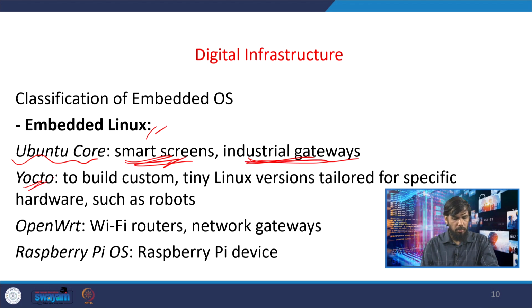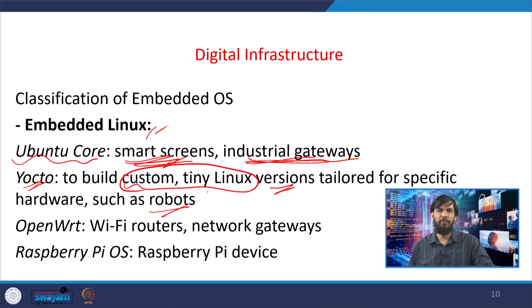And Yocto is another platform where you can come up with your custom tiny Linux versions, and you can tailor them for specific hardware, such as robots that might be used in factories or other settings. Robots can vary. There are so many different kinds of robots, and therefore Yocto provides a platform for firms to come up with their own custom tiny Linux versions, which will be tailored to their kind of robot.